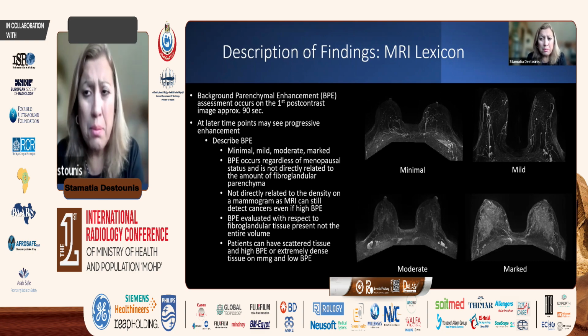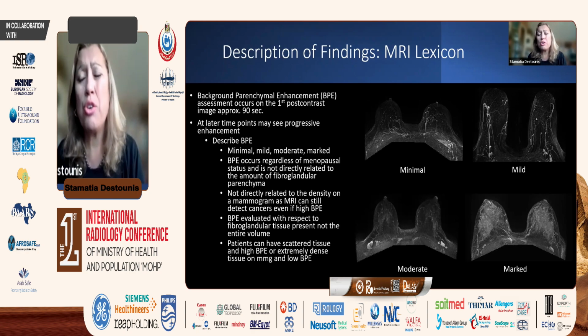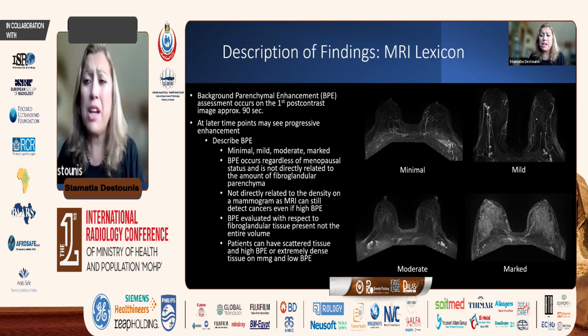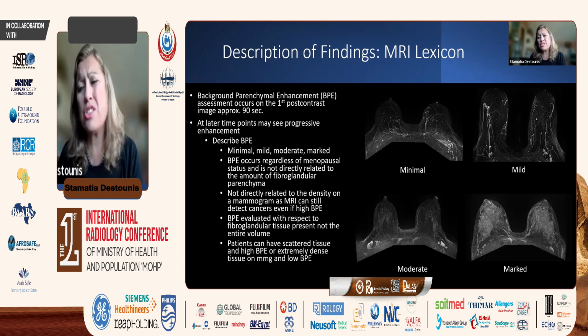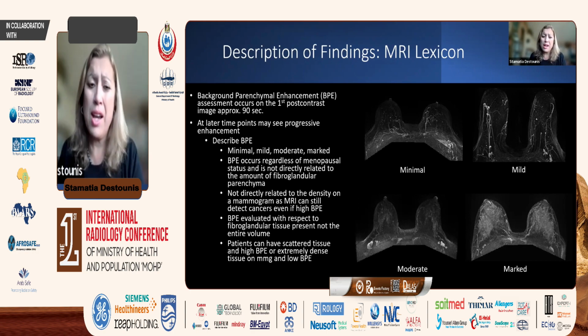It does occur in patients that are postmenopausal, so it's not directly related to the amount of fibroglandular parenchyma. It is evaluated with respect to fibroglandular tissue present, but not the entire volume. So when we look at breast density on a mammogram, there is not a direct correlation with BPE, because you may have a patient with scattered breast tissue on the mammogram and very high background parenchymal enhancement on MRI, or a patient with extremely dense breast tissue on the mammogram and very low background parenchymal enhancement on MRI.